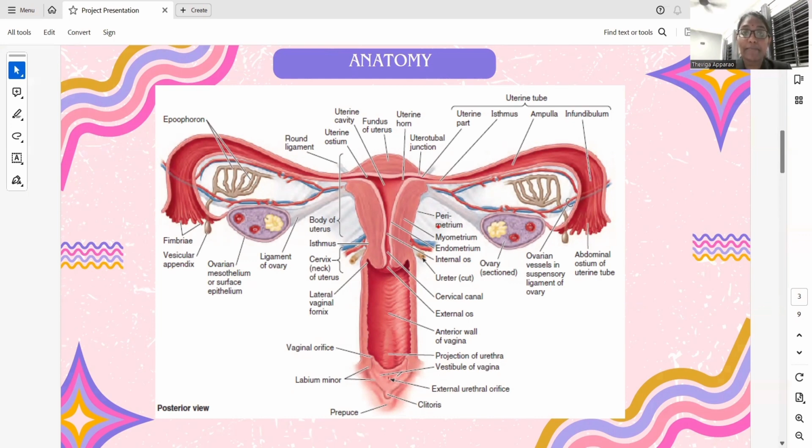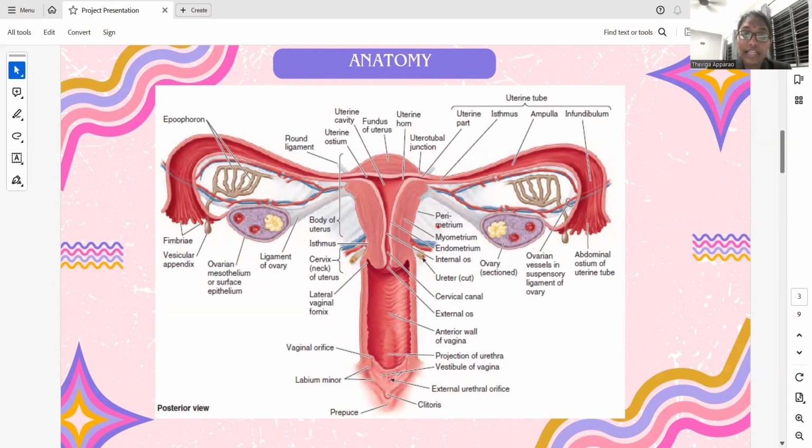Uterus has several types of ligaments. Broad ligament acts as a mesentery for the uterus and contributes to maintain it in position. Round ligament functions to maintain the anteverted position of the uterus. The ovarian ligament joins the ovaries to the uterus.